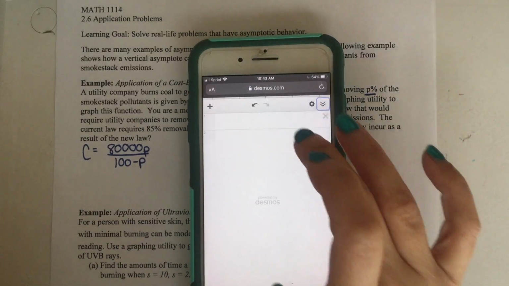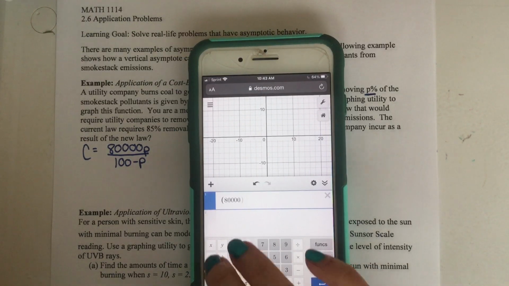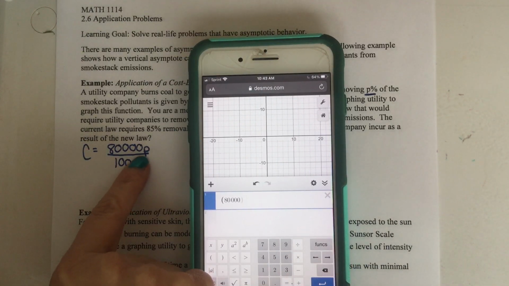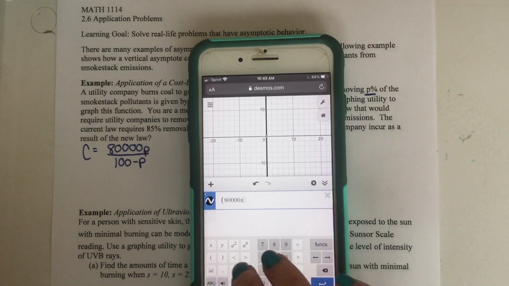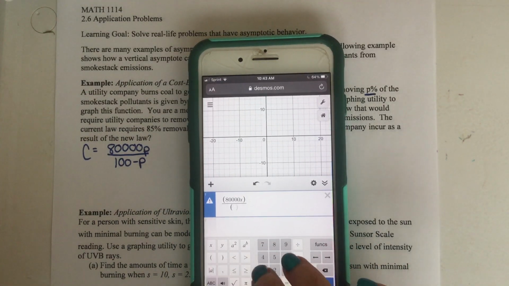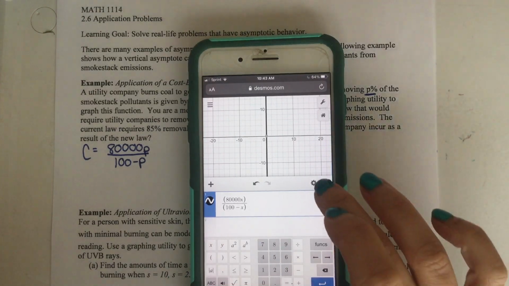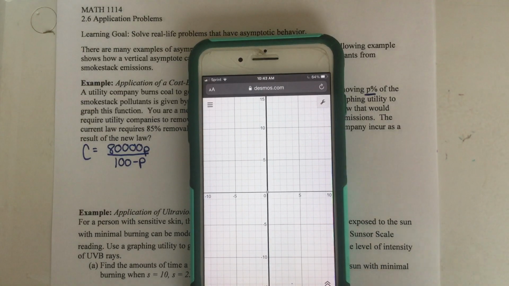Our numerator is 80,000, and again, in the problem it's P because it's pollution percentage. On Desmos, we have to enter it as an X. Divided by, on the bottom, it's 100 minus, again, we need to use the variable X. Now this is what I was talking about. If I notice that's my graph, that doesn't tell me a thing. I have to change the window.